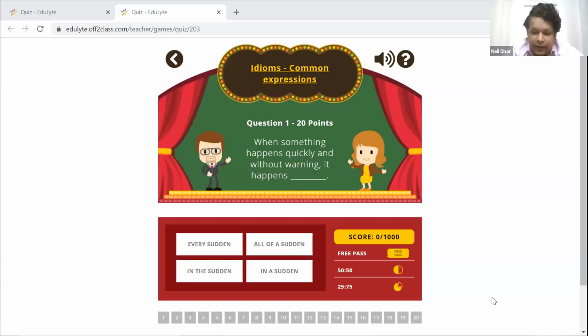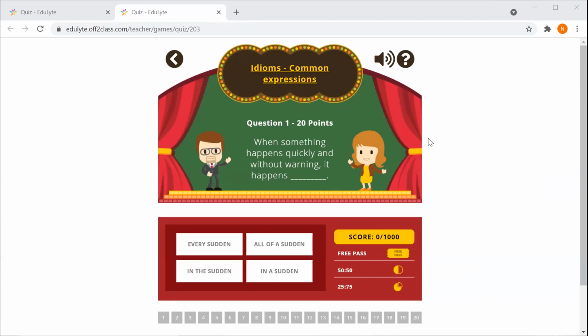Okay, all of it has four answers. So we'll do a small quiz. You'll have to choose the right answer. You have three lifelines. One is a free pass, that is, we can skip the question. Second is 50-50, and third is 25-75. In 25-75, what would happen is out of all four, one would go away. You'll have three. So let's start with the first one. Read the question and give me the right answer.